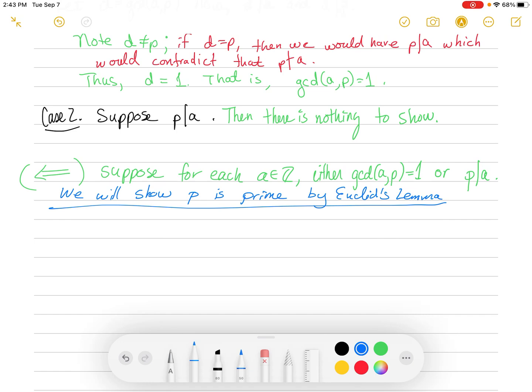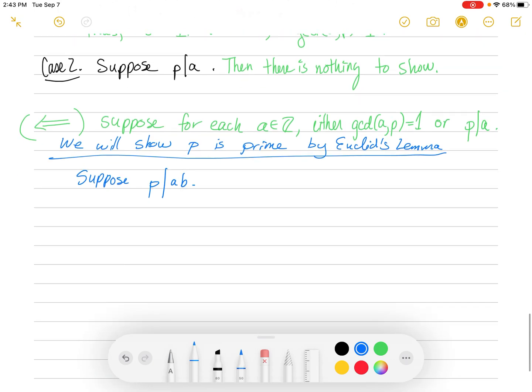So what we're going to do, we're going to assume here P divides AB. So let's say, suppose P divides A times B. So if we're able to show P divides A or P divides B, then we will have shown P is prime. So we need to figure that out from the green that's given. Well, remember here in green, we basically have two cases. Case 1 is the GCD of A and P is 1. Case 2 is P divides A. So I'm going to do a case 1 and a case 2. Case 1. Let's suppose the GCD of A and P is 1.